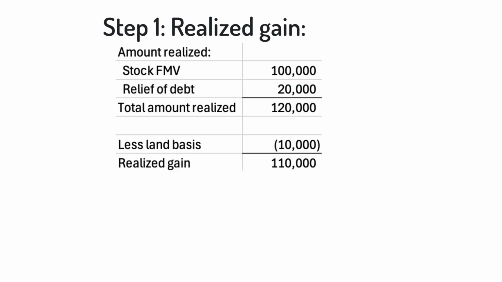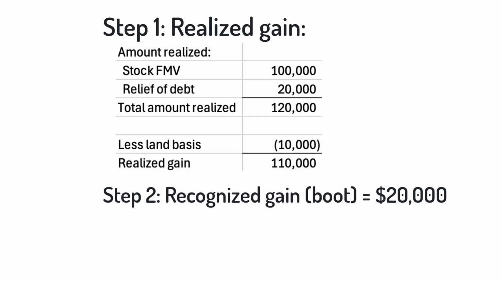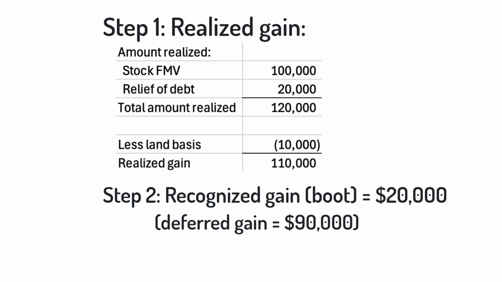In this case, when we calculate the realized gain and recognized gain, the realized gain is exactly the same. However, the boot now becomes the entire amount of liabilities, $20,000. Therefore, the recognized gain is $20,000, and the deferred gain is $90,000.